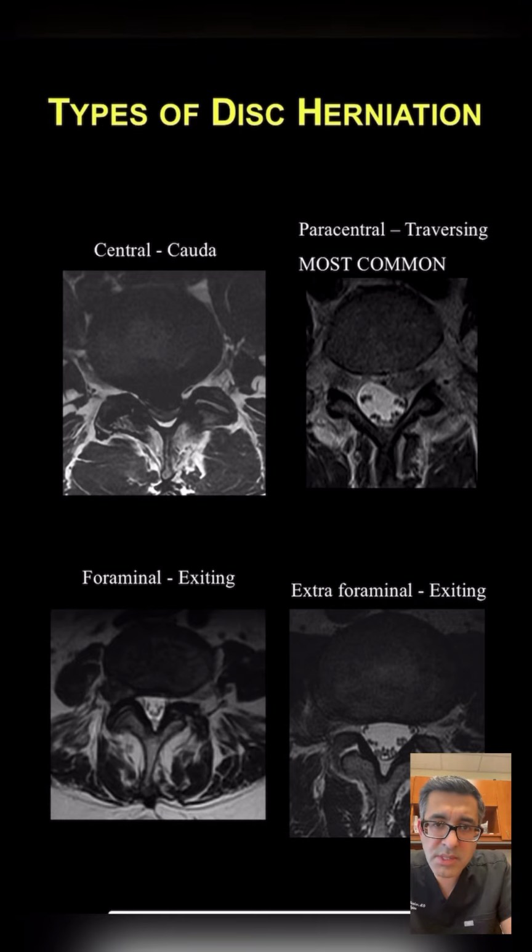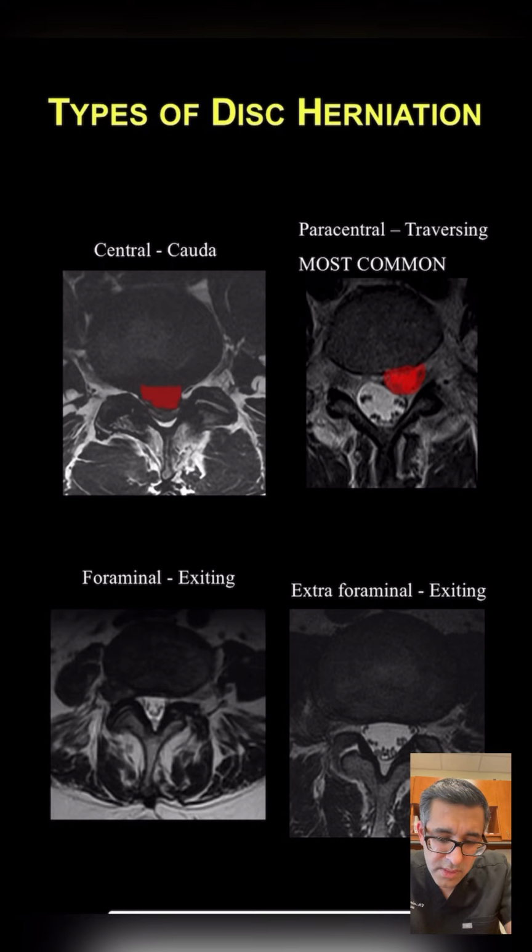The symptoms of the patients will depend on the location that the disc herniation is at. So there are 4 typical locations of the disc herniation. The first one is central disc herniation, such as this one here. The second one is a paracentral disc herniation, meaning that it's towards the side of the center. So this is a paracentral disc herniation. This is the most common location to have a disc herniation at. And typically, a paracentral disc herniation will compress on the traversing nerve root.